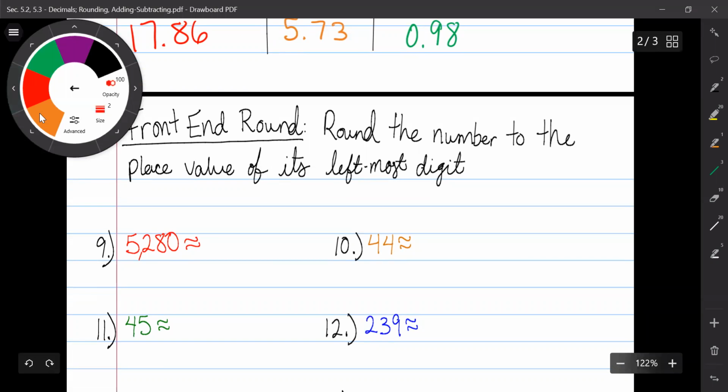So like on number 9, we're going to round it to this place value, which happens to be the thousandths place. All right, so it's followed by a 2, which is less than 5. So that means we're going to round it down to 5,000. So after you use the front end rounding, you're basically only going to have one non-zero digit in your number.